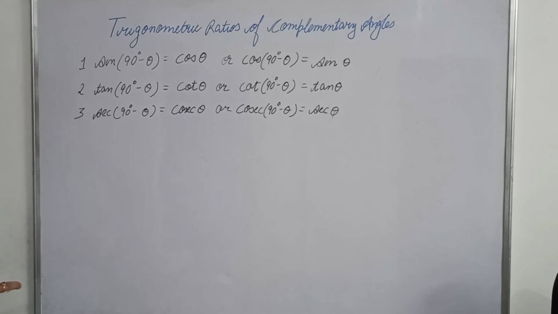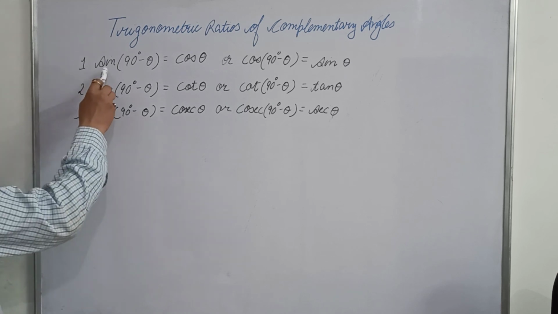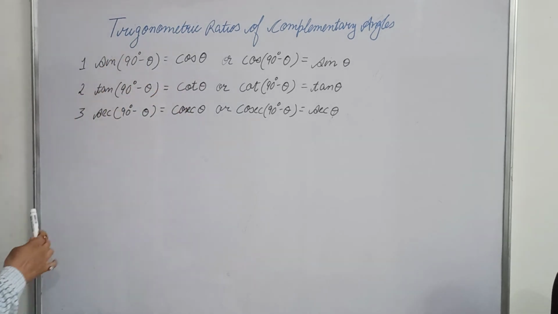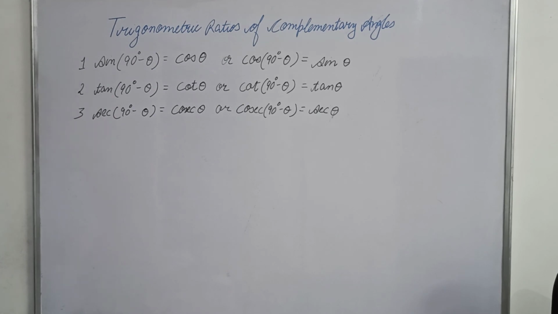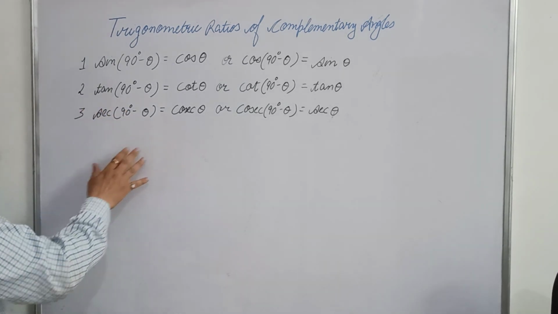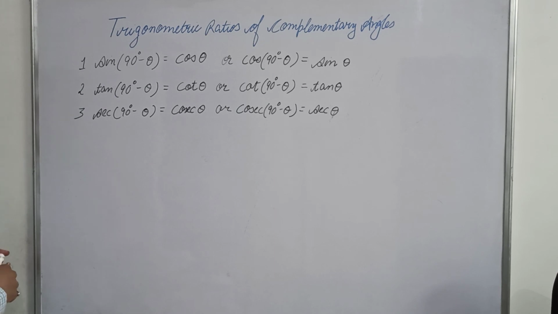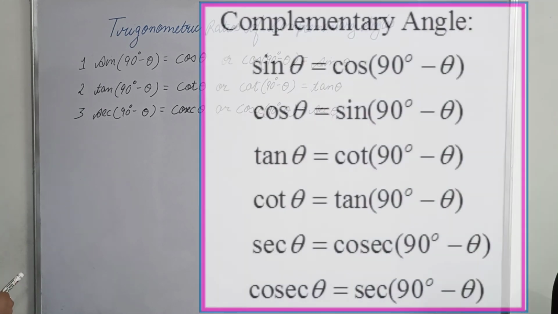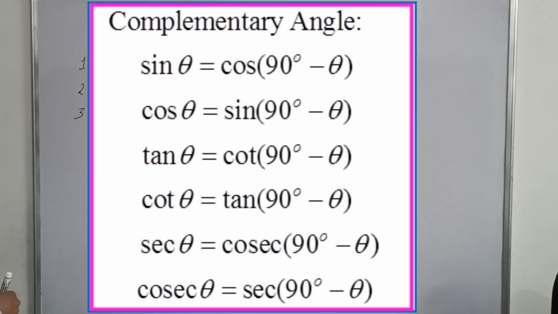And these are the values of T ratios for these complementary angles. So you can write sine in terms of cos or cos in terms of sine when solving expressions involving complementary angles. You should remember this to solve the questions of exercise 8.3. So these are very important.